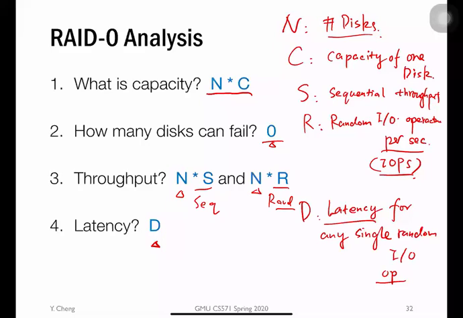So moving on to the latency metric. Latency is the random small I/O latency for any single random I/O operation. It's D, because here we only talk about any one of these random I/Os. Its latency is D, because it just needs to perform one single read or one single write. So it applies to both reads and writes. Okay, so this is RAID-0.